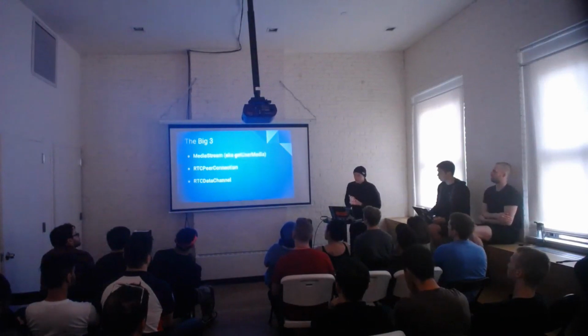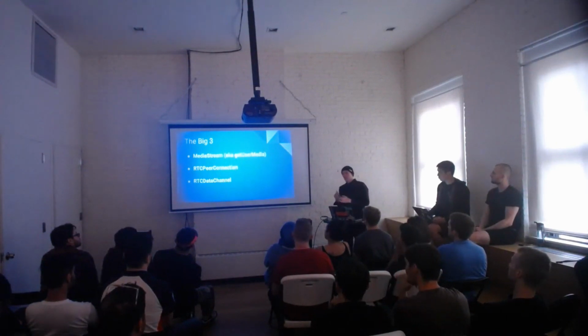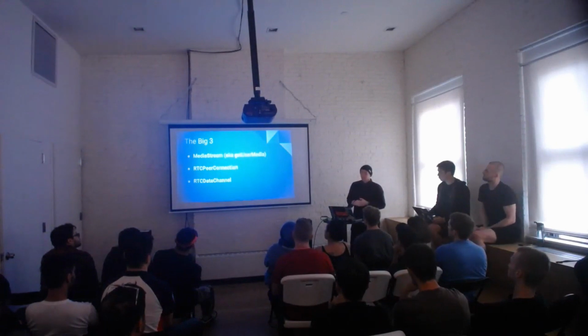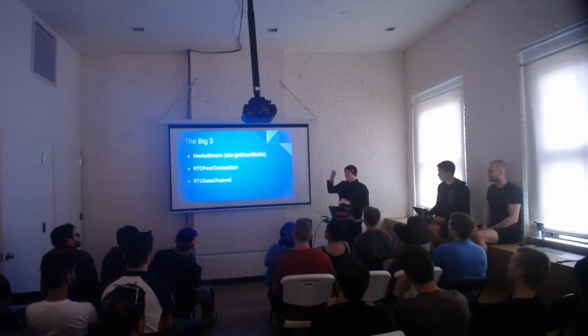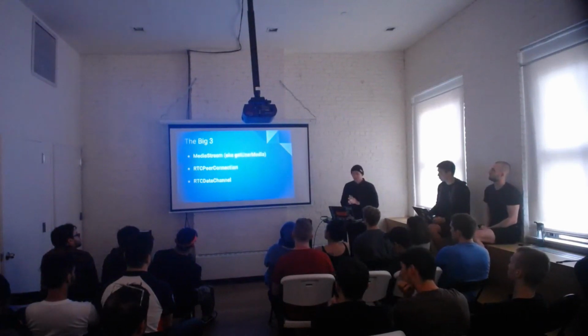RTC Peer Connection handles the audio and video communication between peers, as well as a lot of other pieces to that. So signal processing, codec handling, the peer-to-peer communication, security, and bandwidth management. RTC Peer Connection does a lot of the heavy lifting when it comes to these actual communications.